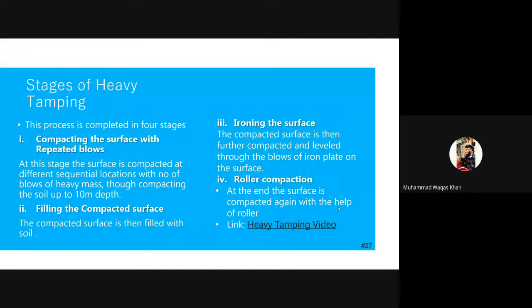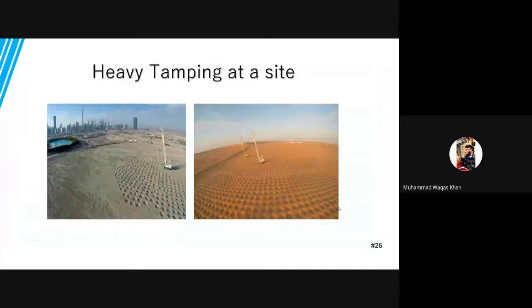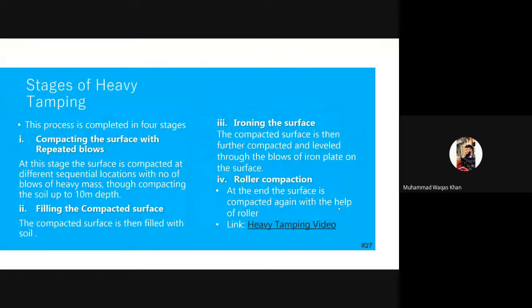Here are the stages of the heavy tamping. The first step is that the surface is compacted with repeated blows. As I discussed earlier, the hammer is lifted to a certain height and then subjected to free fall, and the impact between the soil and the hammer compacts the soil in turn. Next step is filling the compacted surface. As you can see in the previous slide, due to compaction, certain deformations are taking place in the soil. So we have to fill that with compact filling. Filling is done with soil so that the surface is evened out.